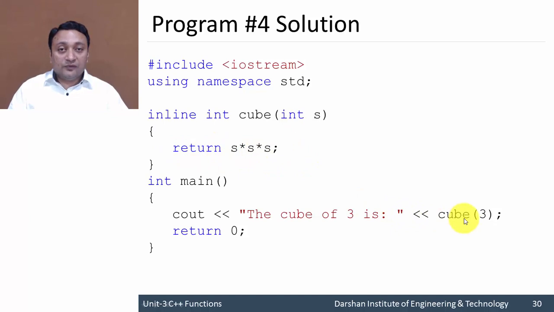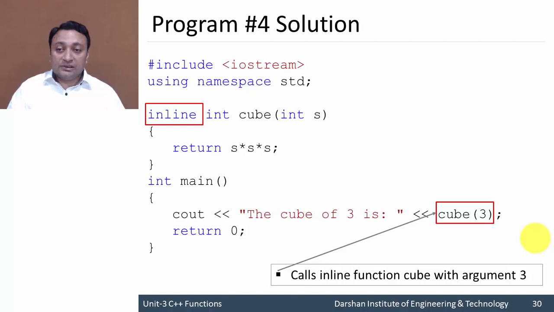So if you have written the cube function more than one time, at the compile time it will be replaced by this definition. So at runtime it needs to just perform multiplication only. So jumping to the called function, saving the registers, then pushing arguments into stack and returning to the calling function, that overhead will be reduced. Here you can see the changes we have made. That simple function is converted into an inline function, and this will call the inline function cube with argument 3.